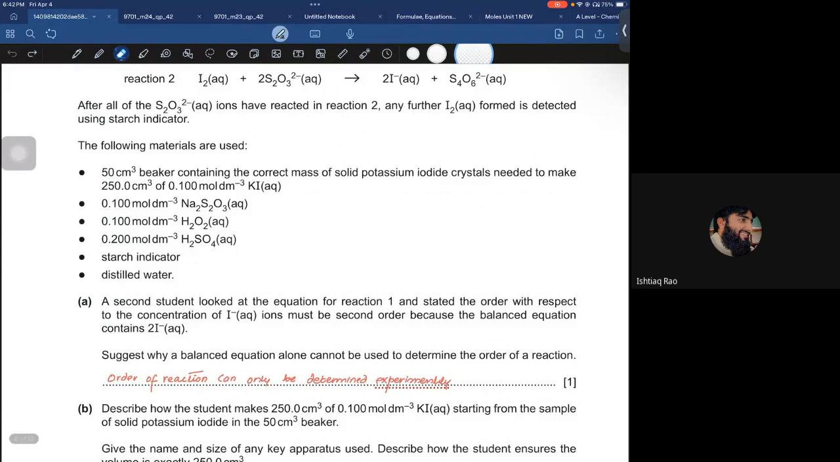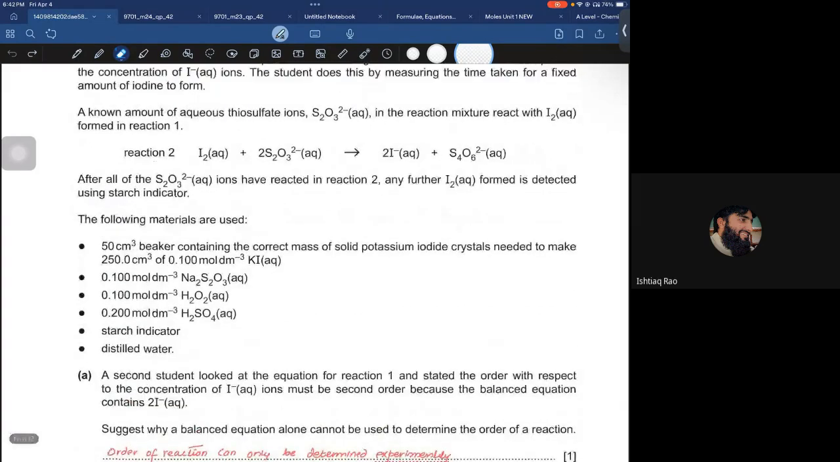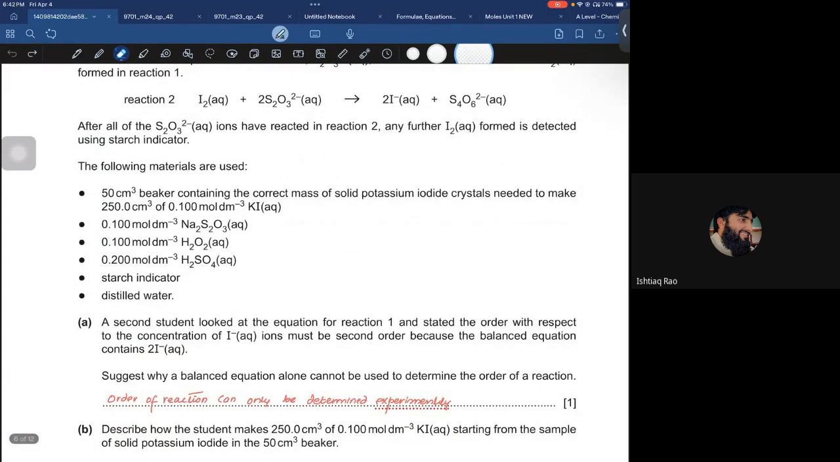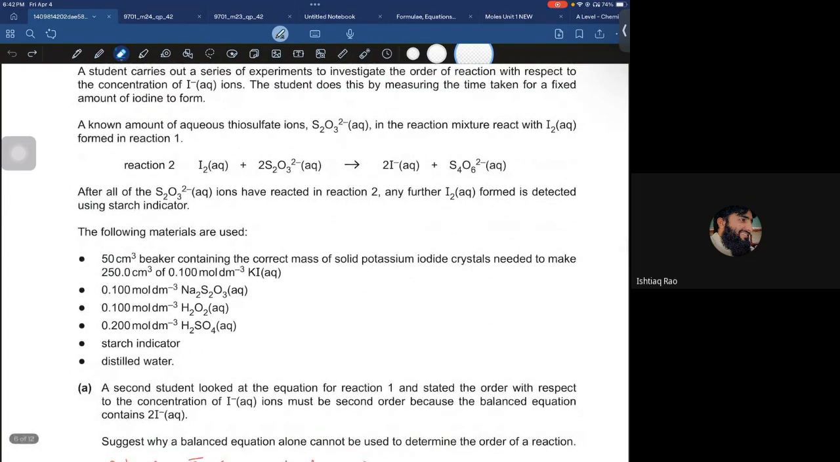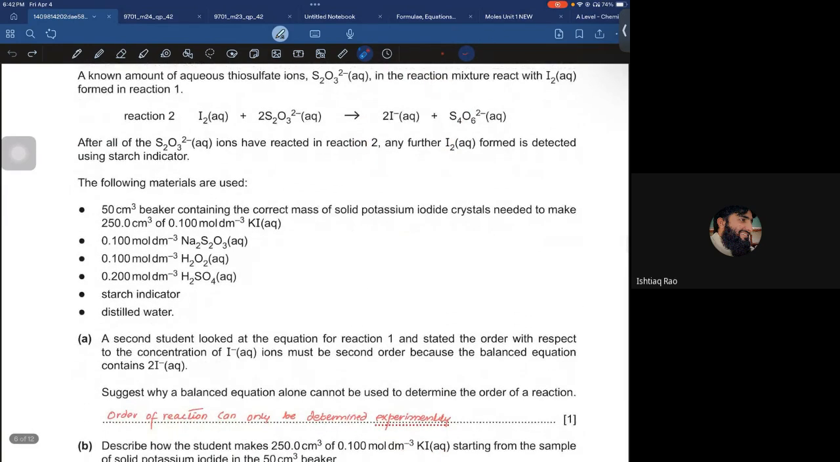A second student looked at the equation for reaction 1 and stated the order with respect to the concentration of iodide ions must be second order because the balanced equation contains two iodide ions. But remember, we cannot tell the order of reaction by looking at the balanced equation, because this is totally related to the experimental work. It's not about the balanced equation. So order of reaction can only be determined experimentally.